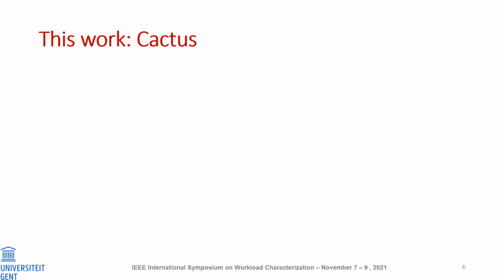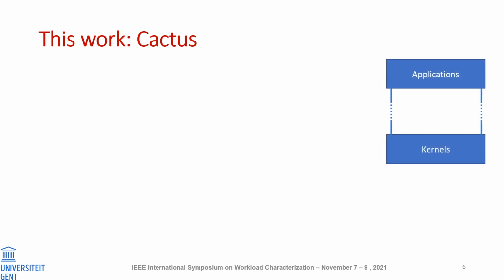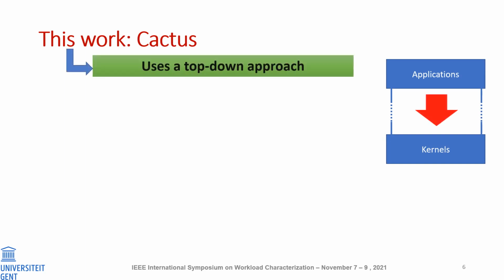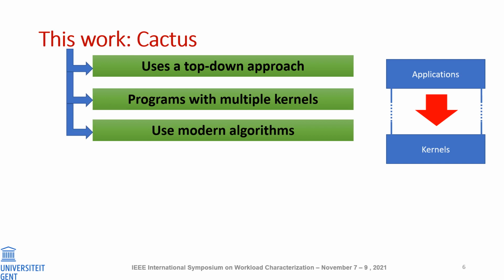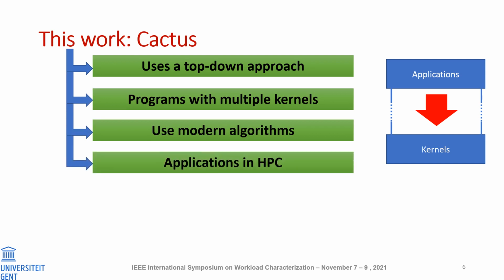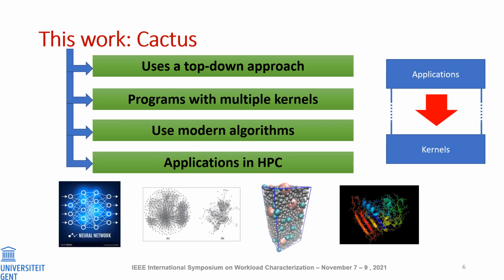In this work, we introduce Cactus, which has a different benchmarking view. That is, we use a top-down approach and collect applications with multiple kernels. These applications use modern algorithms, and they are primarily used in the HPC domain.